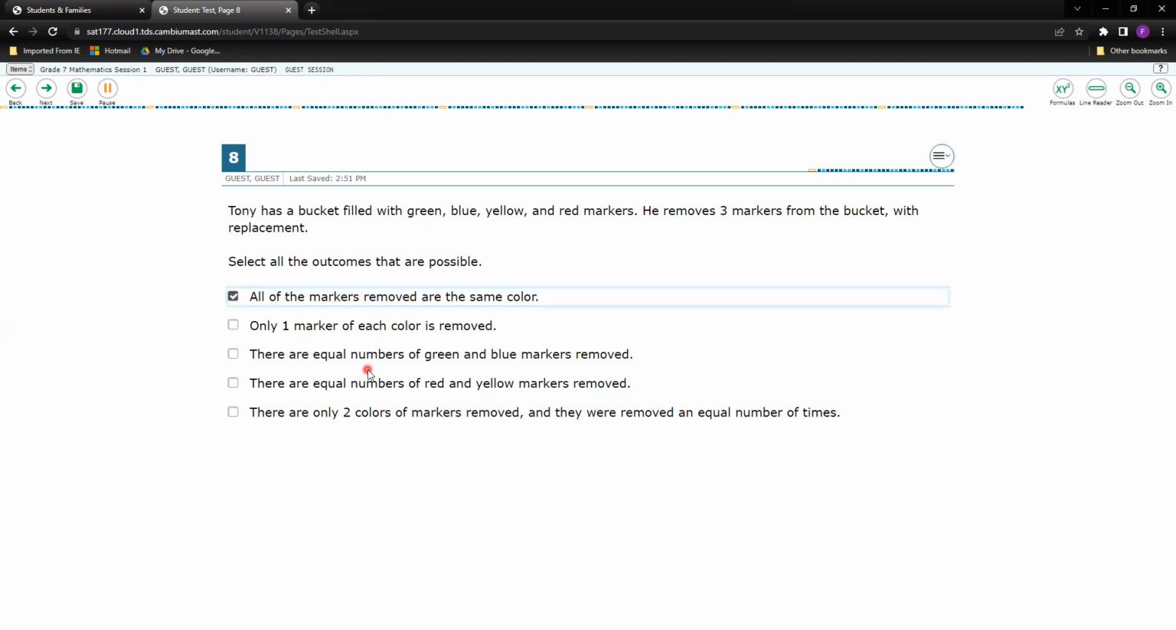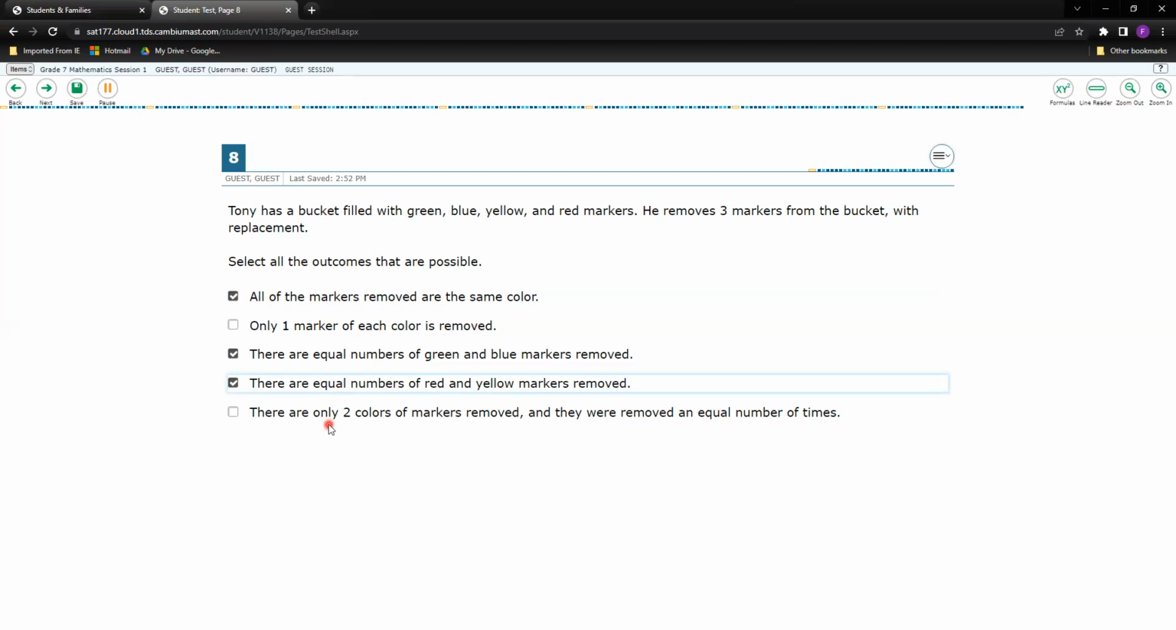There are equal numbers of green and blue. So if he takes out 1 green, 1 blue, and then 1 red, yes, that is 1 green and 1 blue. The same thing here is going to be 1 red and 1 yellow, and the last time he pulls out another color. So there are equal numbers of red and yellow, 1 each.